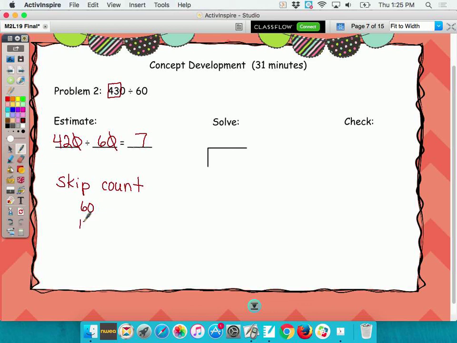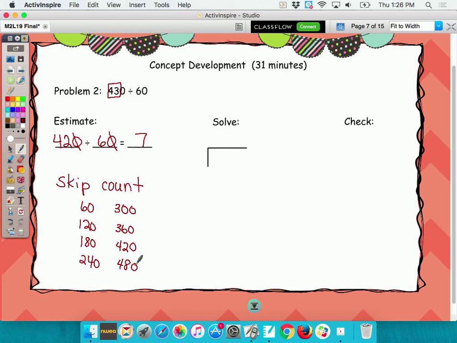So 6, 12, 18, 24, 30, 36, 42, 48. I think I can stop there. Now I'm going to go back and put my zeros on. So go ahead and write those down. This is really going to be your best method when things get really hard. And you'll see that.